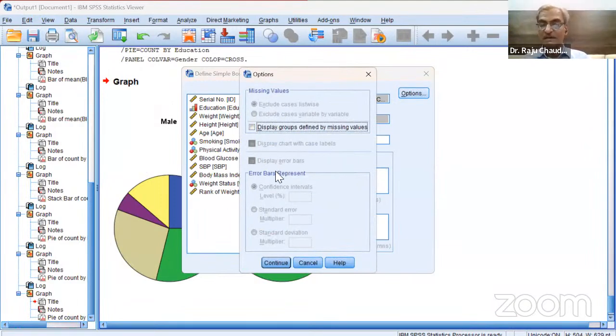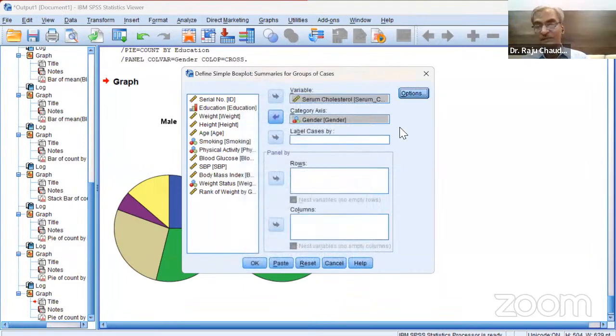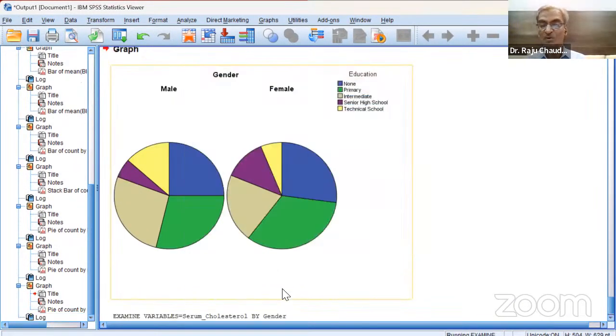Then again we have the options, right? Actually here you can display the bar, but for that we have to select another way. These options are not right now useful. Here you can also create panels. For example, I want to visualize the serum cholesterol gender-wise and with respect to the smoking status, smoker and non-smoker. So you can select smoking status in rows, right? Click OK.